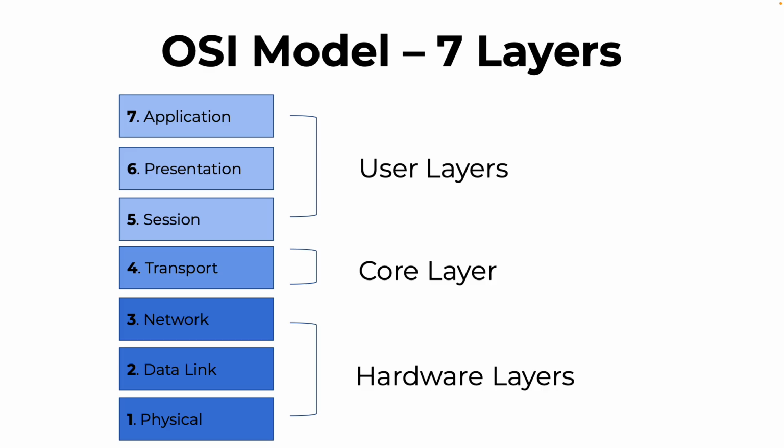Then we have the data link layer. At the data link layer, the packets generated at network layer 3 are converted into frames. Then at layer 1, the physical layer, these frames are converted into bits of 0 and 1. This is where the actual data gets transferred from one machine to another through an Ethernet cable or Wi-Fi. So this happens at the physical layer.